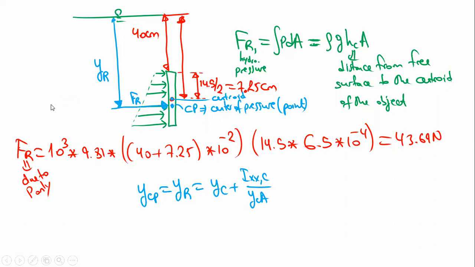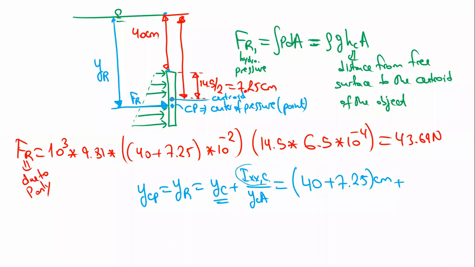to find the distance. So Yc is the distance to the centroid of the body, which is 40 plus 7.25. So that will be 40, which is the distance from that part to this part, plus 7.25 centimeters. This one is for the Yc distance. I'm using centimeters here, but you can also use the meter units, but at the end you will have the same result.